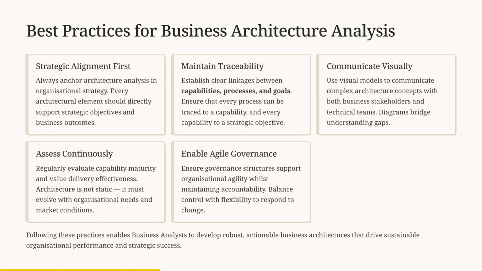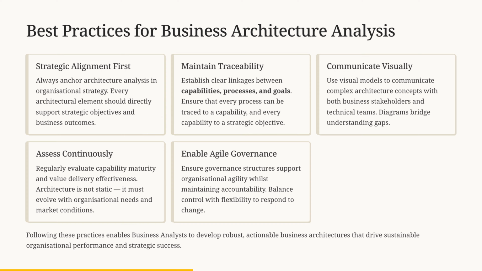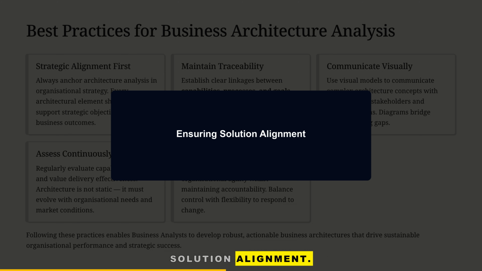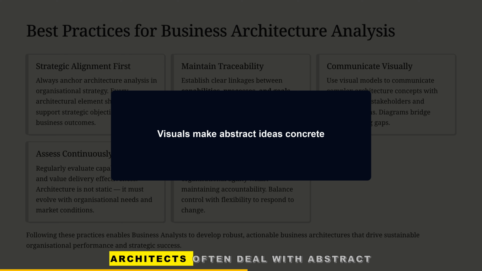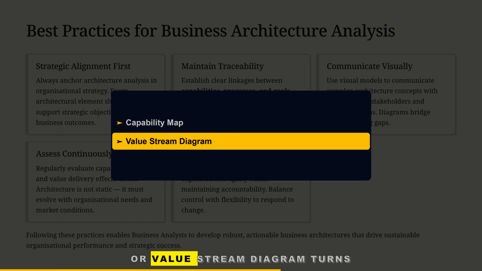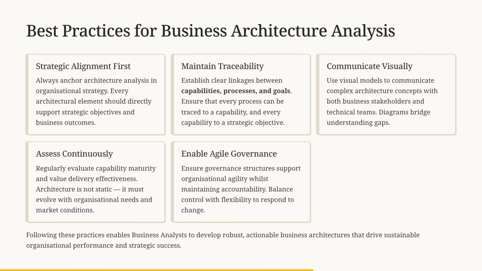You should be able to draw a straight line from a strategic goal to the capabilities and processes that support it. This kind of linkage gives leadership confidence, and it's exactly what BABOK means by ensuring solution alignment. Third, communicate visually. Architects often deal with abstract ideas, but visuals make those ideas concrete. A capability map or value stream diagram turns complexity into clarity, helping stakeholders instantly see what matters.